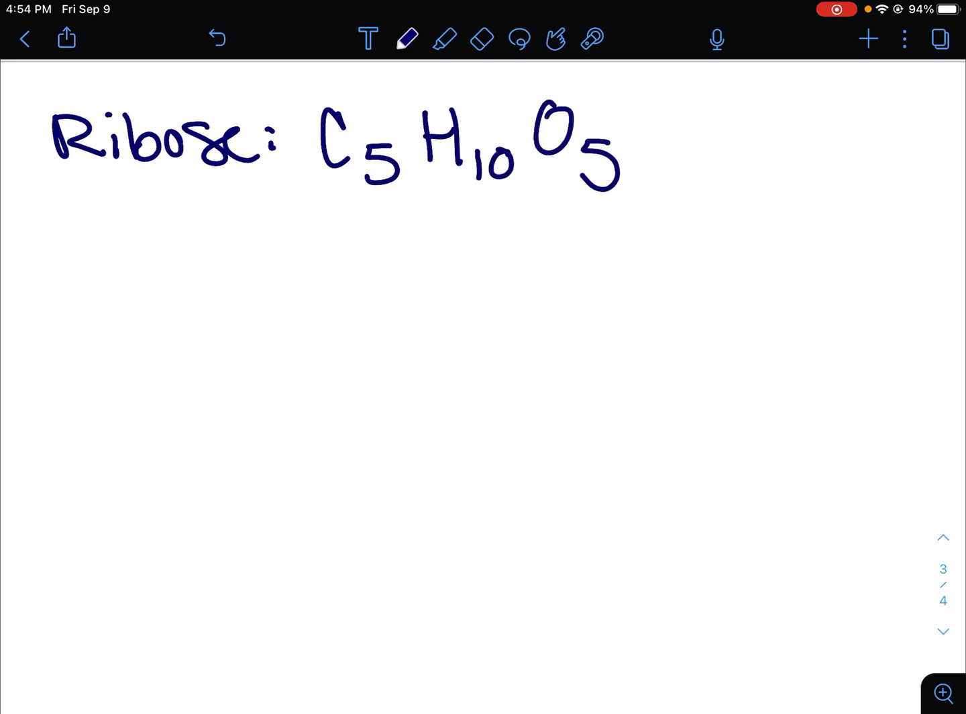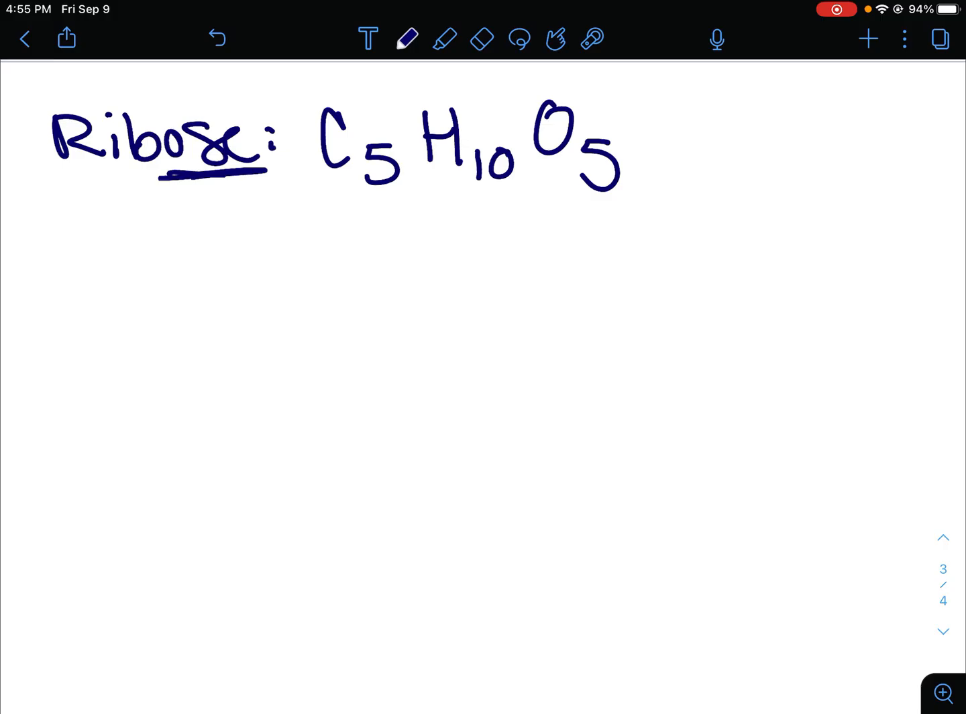So the first one on the sheet is ribose. This has a chemical formula of C5H10O5, and you're going to see with carbohydrates, this is a carbohydrate because it ends in ose, so it's a sugar. Carbohydrates tend to have this chemical formula structure where you have 1 carbon to every 2 hydrogens and then 1 oxygen to every 2 hydrogens. So it'll always kind of be a ratio like that, if that makes sense. If it doesn't, tell me. I'll explain it in better words later on.